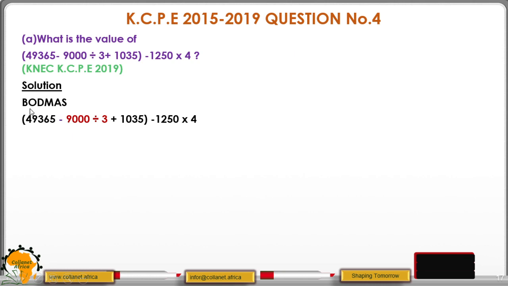So what comes first is division because we don't have operation. So it is 9,000 divided by 3. Don't make a mistake of starting with others. You start with the division because it comes first. So 9,000 divided by 3, I think this will give you 3,000.